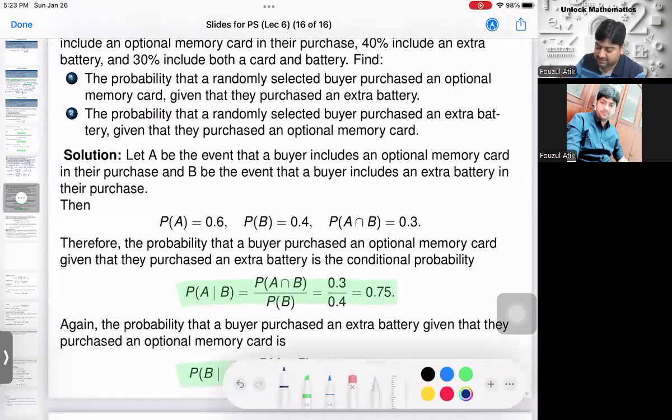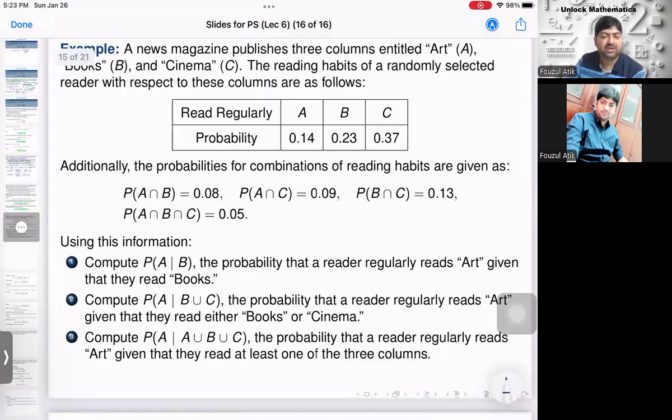Let me move to the next example, which is a very interesting example. If you understand this, the conditional probability concept will be very clear to you. What is the question? A news magazine published 3 columns entitled Art, which stands for A, Books, which means B, and Cinema, which stands for C. The reading habit of a randomly selected reader with respect to these columns are as follows.